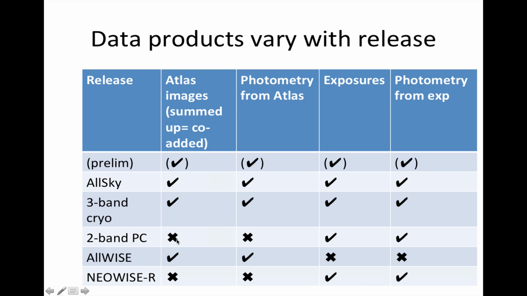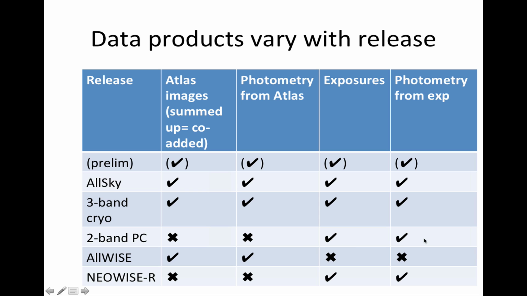Note that there aren't any atlas images or photometry from the atlas released from this 2-band post-cryo era, because that data was taken under the auspices of the Planetary Sciences Division, and so they don't care about summing it up. They want the moving objects. So they want the individual exposures and the photometry from the exposures.